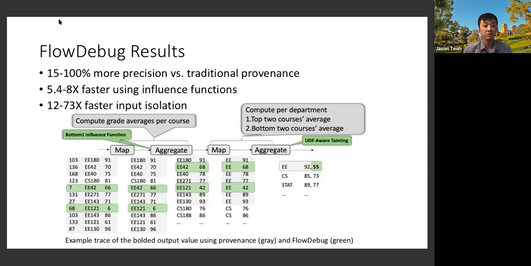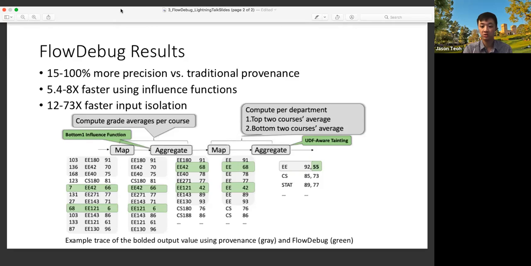And as our final result, we decided to take a look at the time it takes to actually trace or identify specific inputs for a given set of outputs that a developer determined was suspicious. And in this practice, we found that flow debug was able to achieve much faster input isolation, on the order of 12 to 73 times. I think that about concludes it for my lightning talk. So I'd be happy to answer any questions that people may have now.